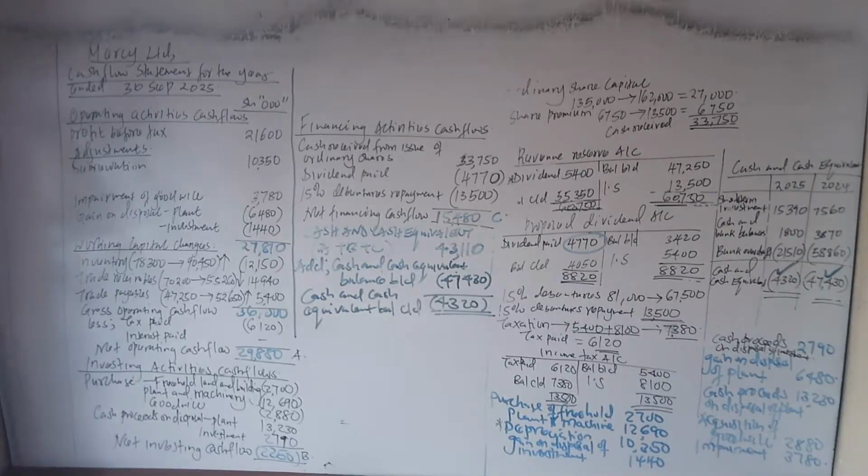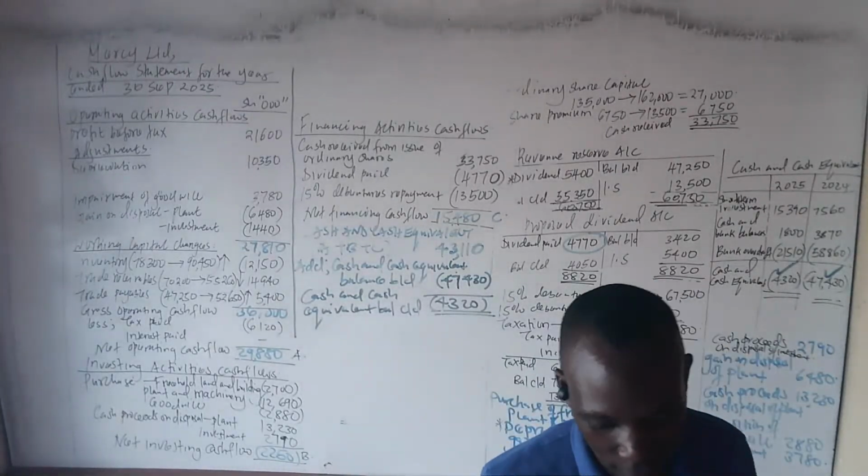Okay, we can explain more on cash and cash equivalent. I can see that there is a clarification sought. So we want to explain more on cash and cash equivalent. The cash and cash equivalent is made up of, we can say, three items.